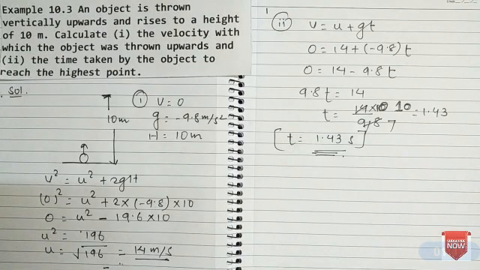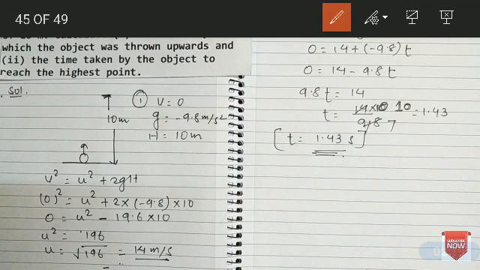Now third question is, an object is thrown vertically upwards and rises to a height of 10 meters. Calculate first the velocity with which the object was thrown upwards and second the time taken by the object to reach the highest point. So here an object is thrown vertically upwards. If any object is being thrown upwards, there should be some initial velocity. So first we will note down what is given in the numerical.